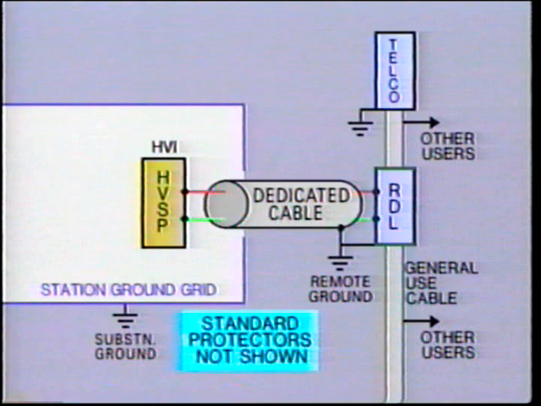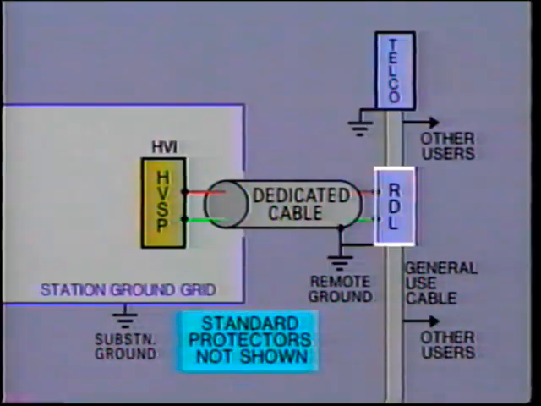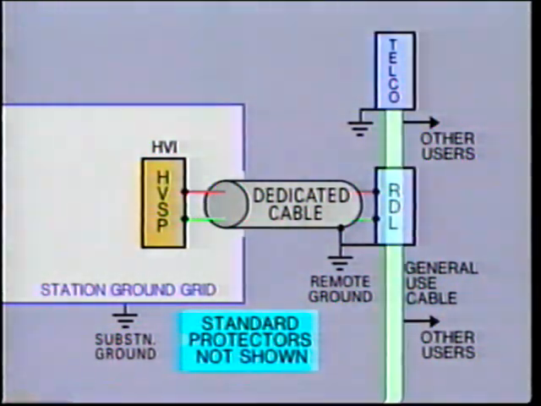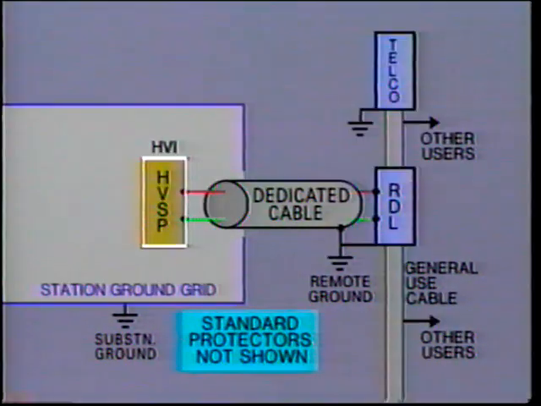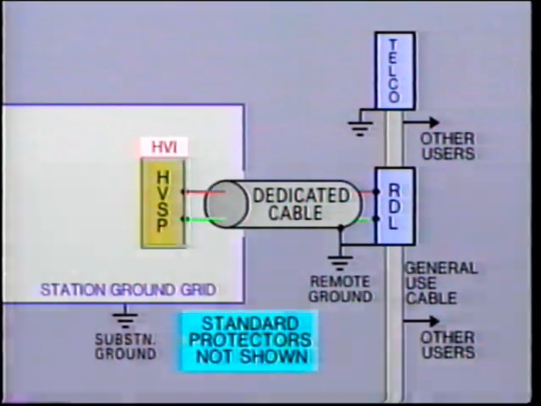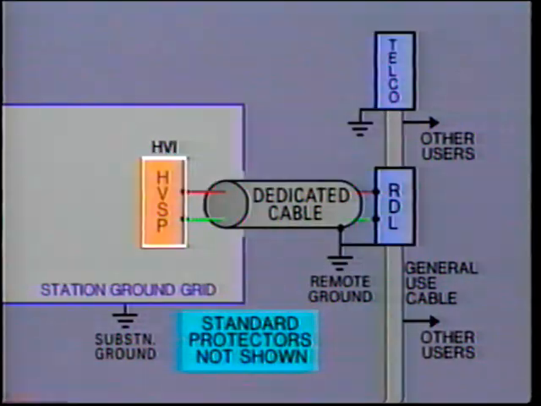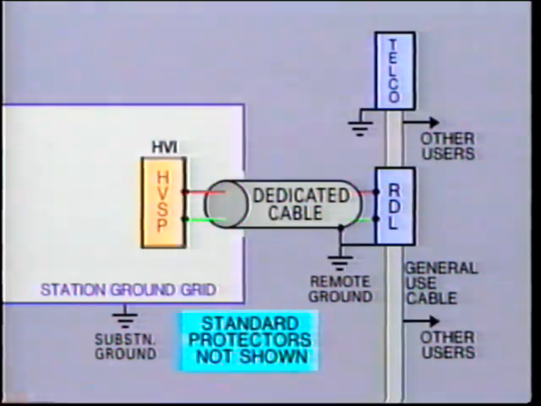This is the location where the telco general use cable is connected to a dedicated cable which continues on to the power company. Normally, other telephone customers will be fed by the same general use cable as it continues along its route. The second junction, located at the substation, is the so-called high voltage interface. The telephone protection equipment located at this point is known as High Voltage Special Protection, HVSP. This is in addition to standard protection, which was discussed in the last segment.